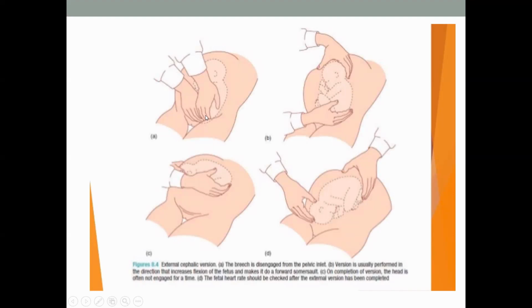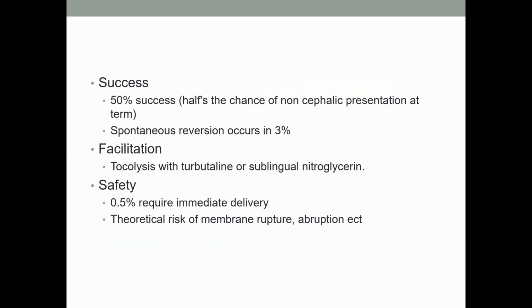Right. So this is the forward somersault. You disengage the breech, hold the baby's head, and try to turn it forward, forward somersault, like that. That is called the forward somersault. There is about a 50% chance of success, but 3% will spontaneously turn back again.